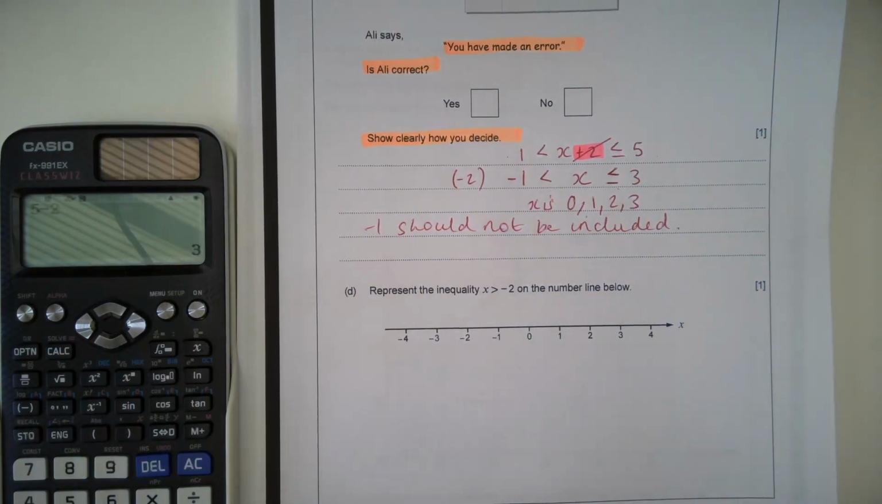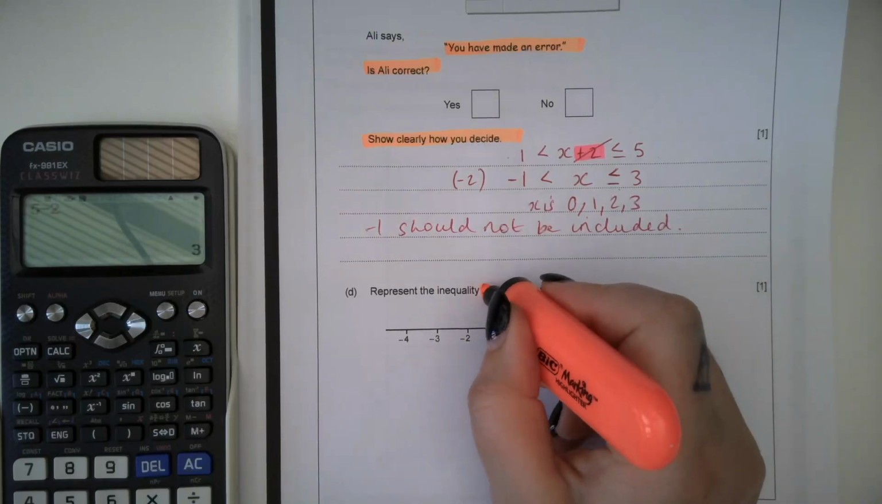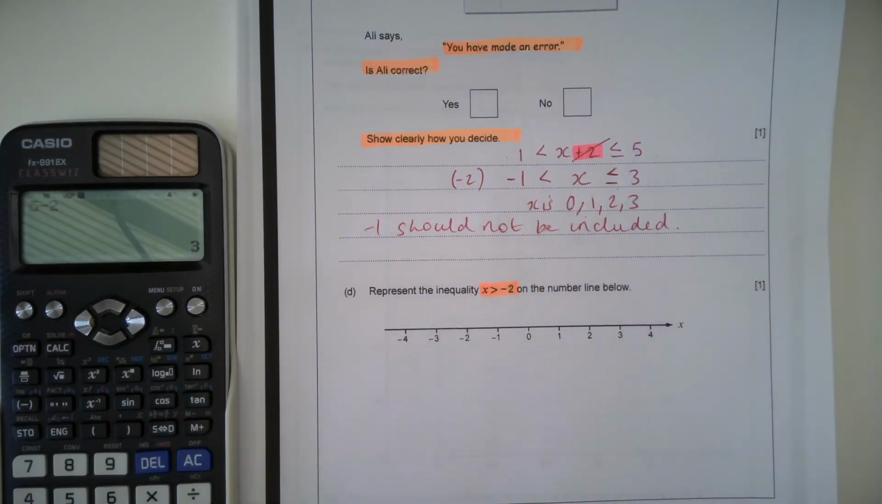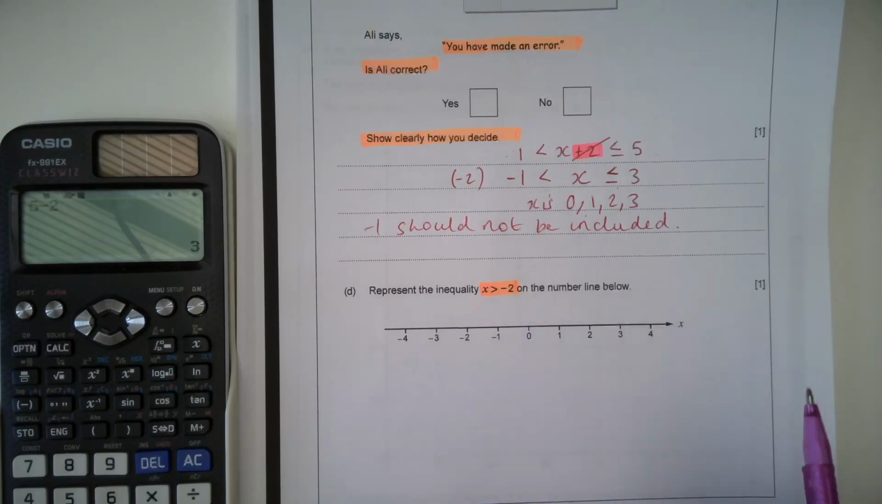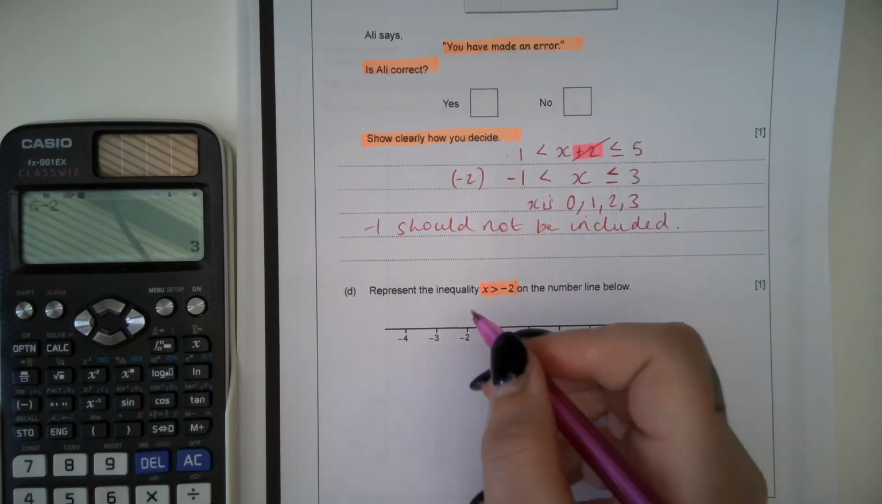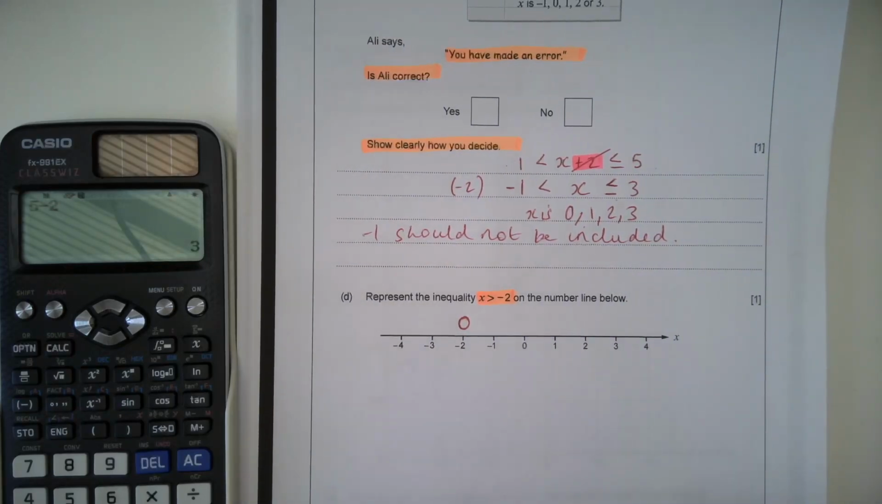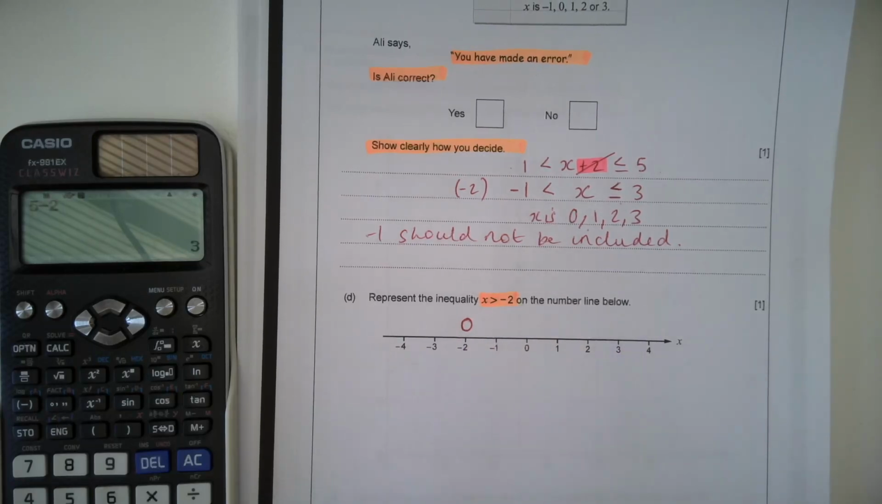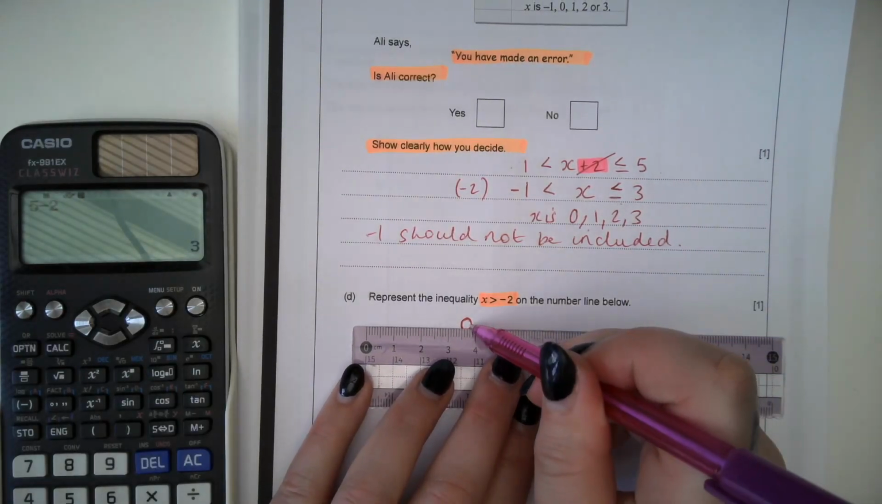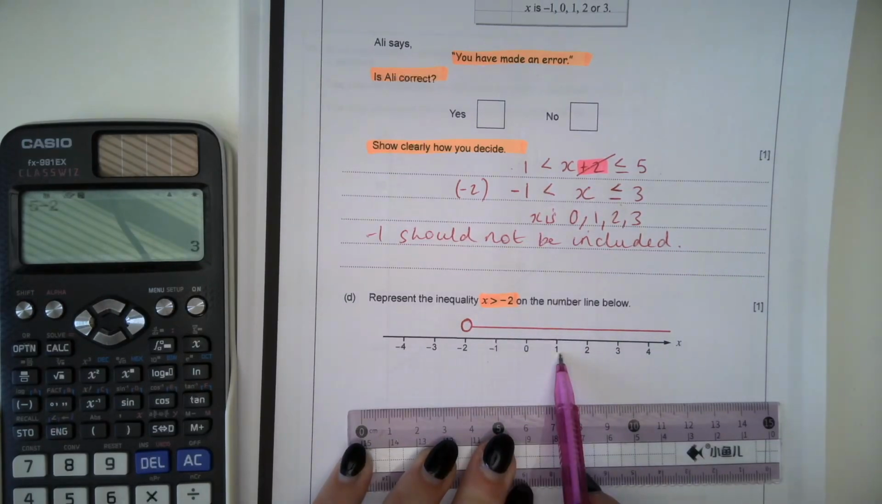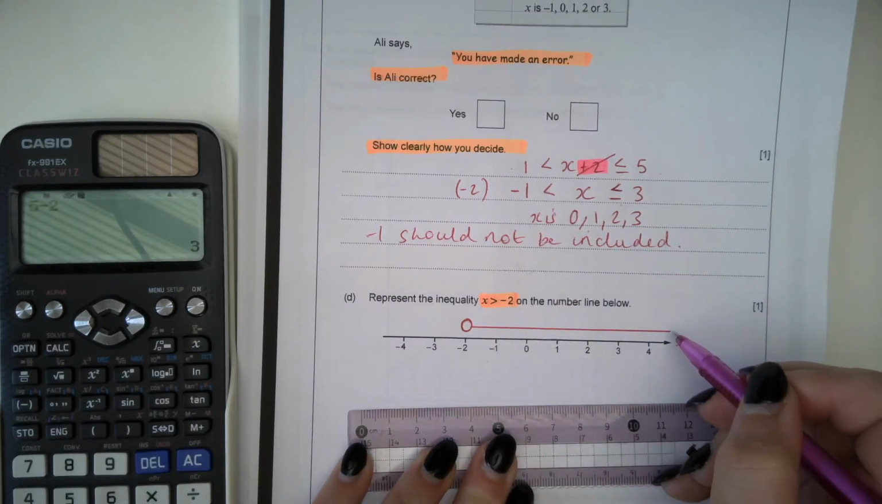Part D. Represent the inequality x is greater than -2 on the number line below. So the first thing we need to do is mark at -2. So -2 is here. So I'm going to pop a circle above -2. And then we're going to draw an arrow for the full length of the number line, covering all values where x is greater than -2. So we're going up the number line here, guys. So our arrow is going to go in this direction because all of these values here are greater than -2.